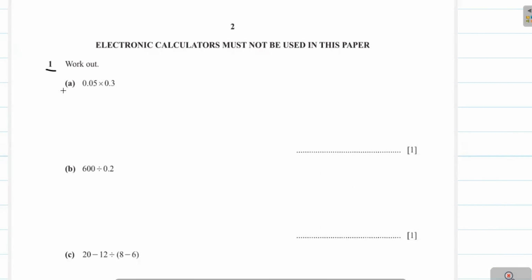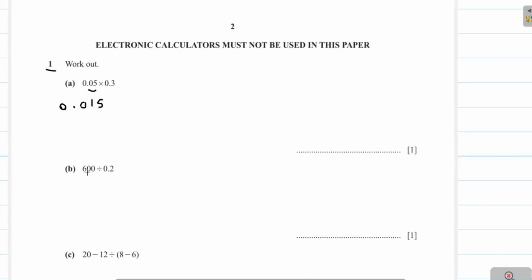Question 1 part A, work out 0.05 multiply 0.3. Firstly, we will multiply 5 times 3, which is 15. The decimal places of this value will be 3, because the first value has 2 decimal places and the second value has 1 decimal place. Therefore, we will add these decimal places. We get 3. Therefore, this value becomes 0.015.